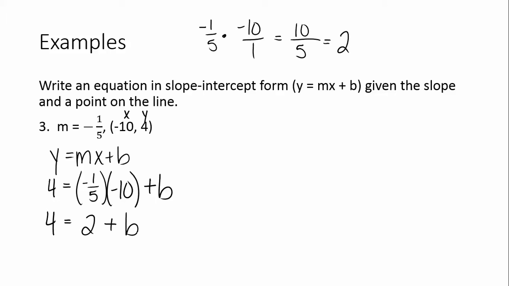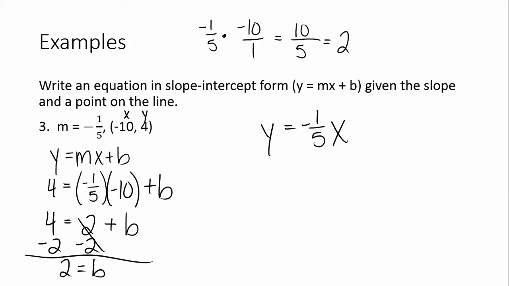Now I need to bring down the plus b. Solve for b by subtracting 2 from both sides, and that gives me 2 equals b. So again, using the slope from the original problem, negative 1/5, I'm going to plug that in for m, and finding a y-intercept of b, so I'm going to add 2 onto the back. So the equation of the line that has a slope negative 1/5 and goes through the point negative 10, 4 is y equals negative 1/5 x plus 2.